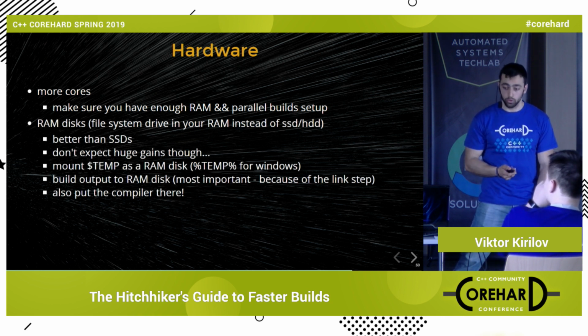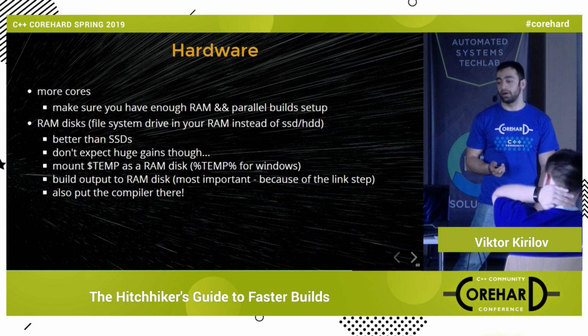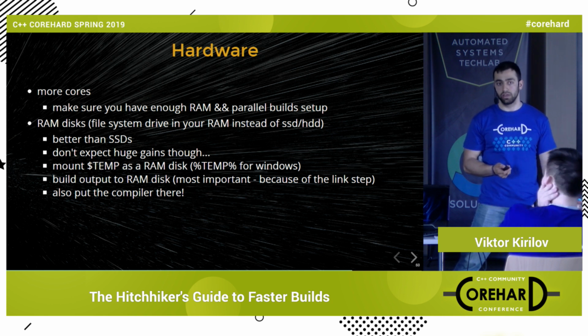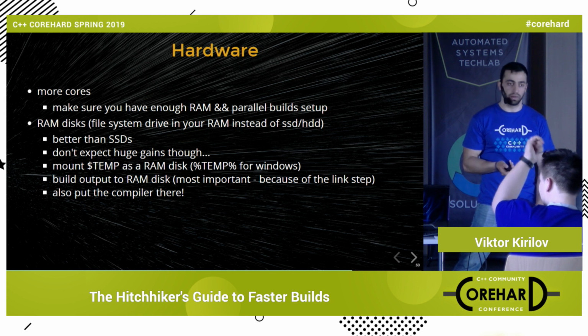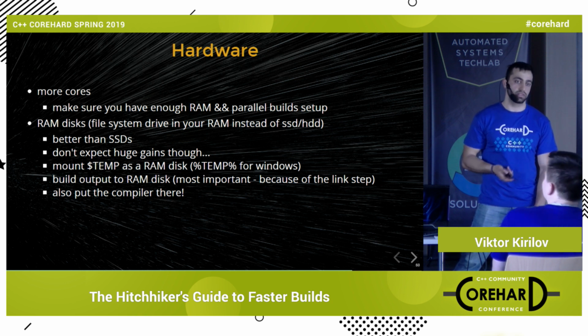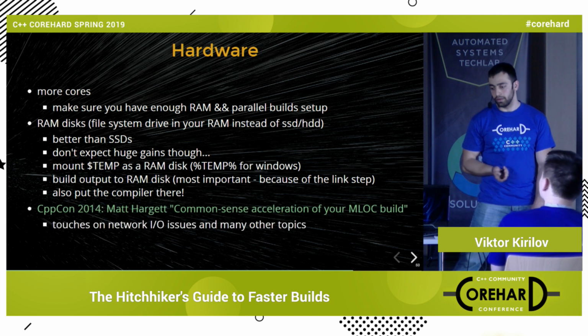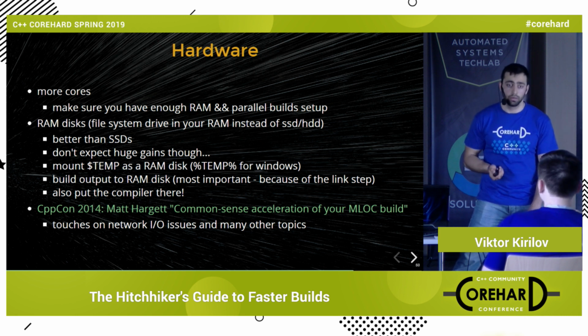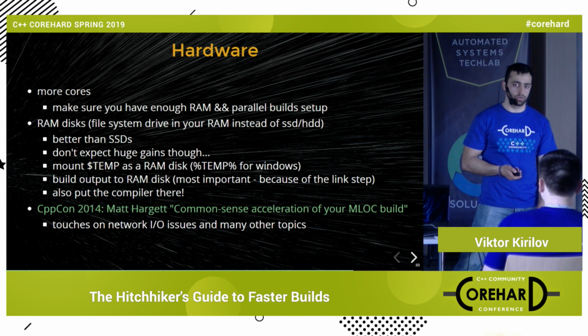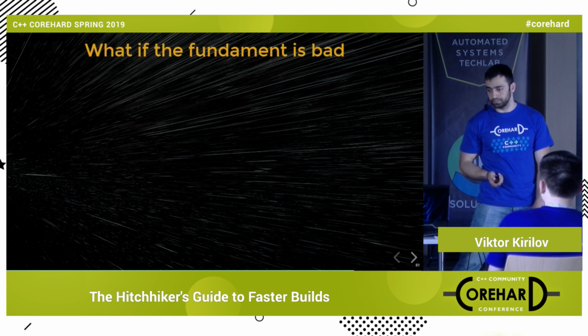If you have a lot of RAM, you could use a RAM disk, which is basically a file system drive in your RAM. So if you have 100 gigabytes of RAM, you could use that. And what makes most sense to put in a RAM disk is the temp directory and also the output from the build, and sometimes even the compiler itself, so it gets started faster each time the process is started. And there's a great talk from 5 years ago from CppCon by Matt. He talks a lot more about hardware, about profile guided optimized builds for the compiler, and many other things.